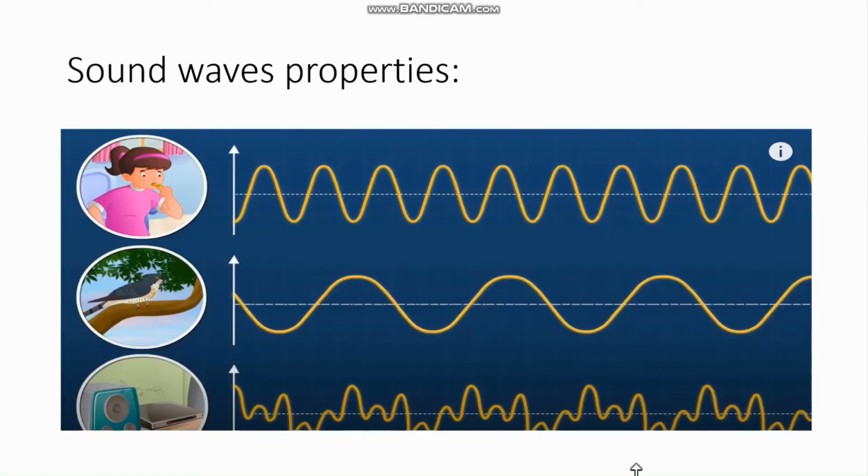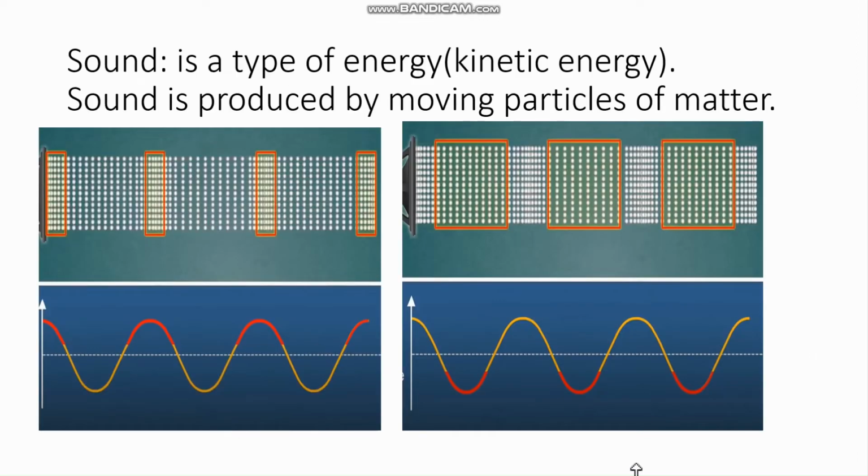Now, what is the difference between these 3 types of sound? Girl's whistle, and the bird, and the recorder, or this machine. Sound is a type of energy, which is kinetic energy. Sound is produced by moving particles of matter.